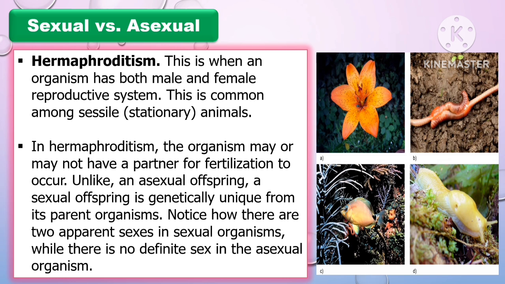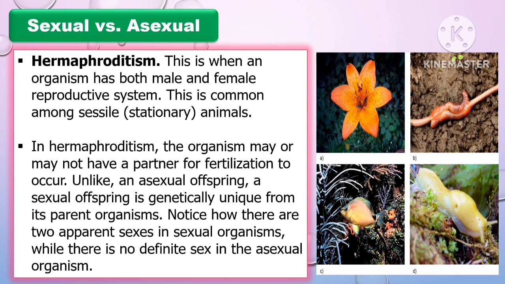Hermaphroditism is when an organism has both male and female reproductive systems, and this is common among sessile or stationary animals. In hermaphroditism, the organism may or may not have a partner for fertilization to occur.